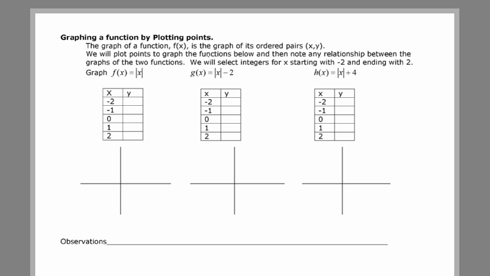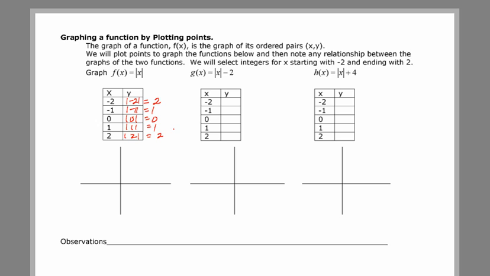So let's start with the absolute value of x, and I've pre-chosen the x values for you. All we need to do is plug them in and do the arithmetic. Let's plug in the -2. So it's the absolute value of -2, and remember how the absolute value works. Anything inside the absolute value, whether positive or negative, the answer is always positive. So absolute value of -2 is 2, absolute value of -1 is 1, absolute value of 0 is 0, absolute value of 1 is 1, and absolute value of 2 is 2.